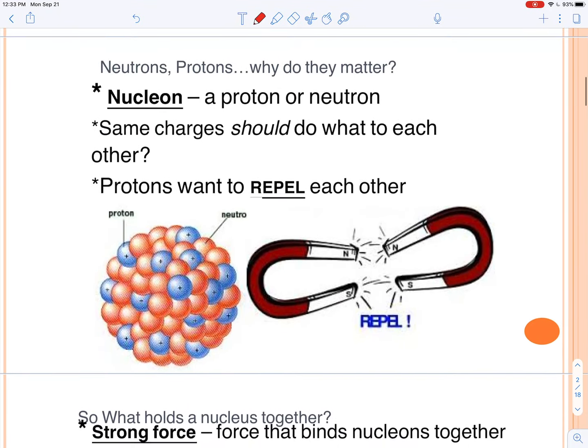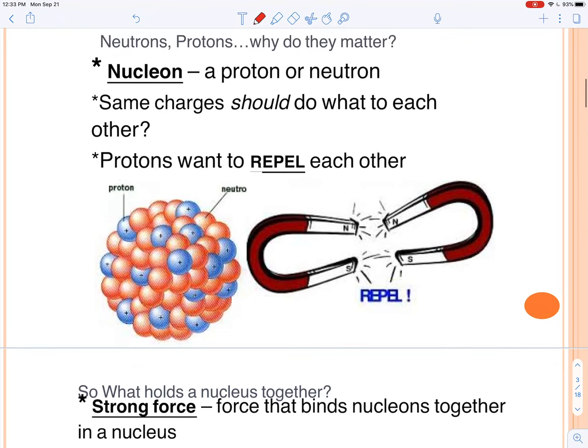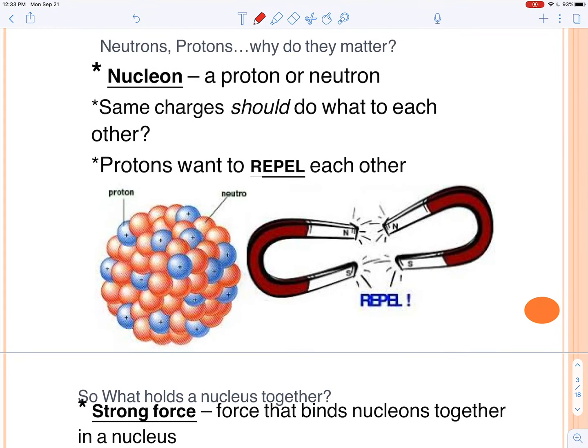Alright, so a couple key terms. I'm going to go through these quickly. A nucleon is a proton or neutron. Again, anything in the nucleus is considered a nucleon. We know that protons want to repel each other, right? So this is a look at the nucleus here.